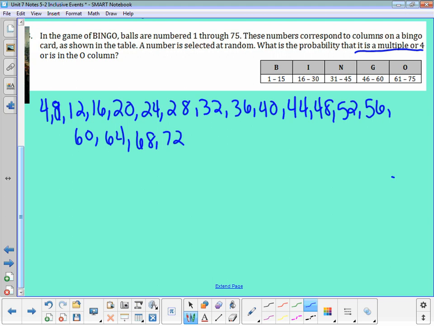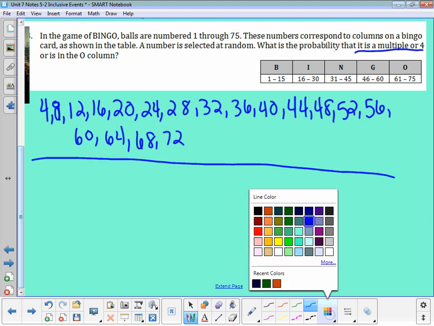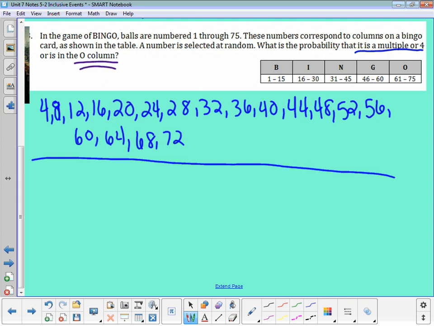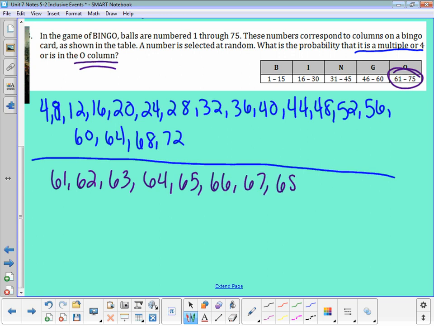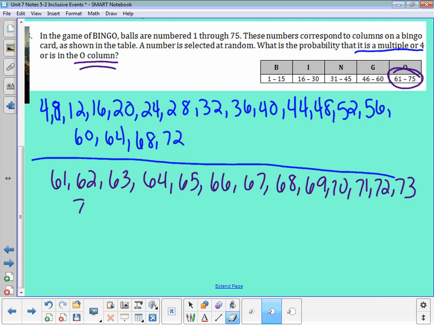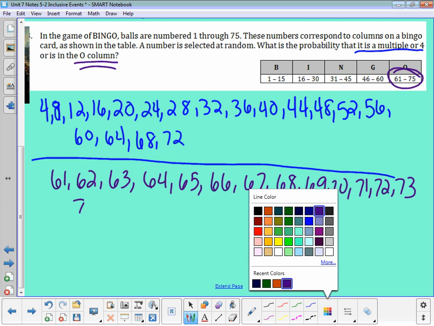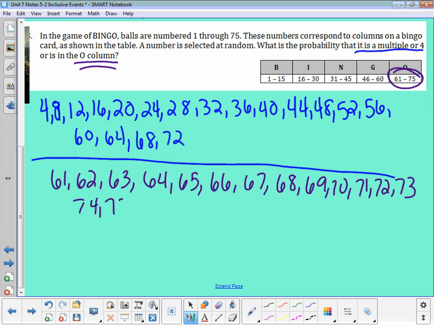So the next thing I want to do is write out my numbers that fall under the O column. Well, here is my O column. I have the numbers 61 through 75. So for the sake of looking at this, let's write out all of those numbers. And 70. Last but not least, 74 and 75. I do want you writing all of these down on your worksheet, because there's going to be a problem like this on your homework, and you're going to want to be able to see how to do it.